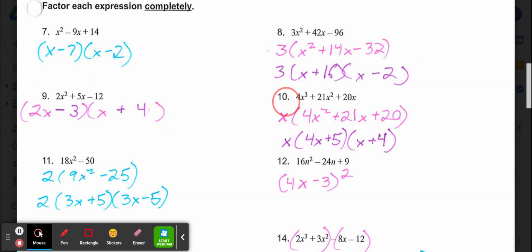In 10, right away I notice I can factor an x out of each one of these terms. So I factored out my x, and I'm left with 4x squared plus 21x plus 20. Then, to factor that trinomial in the middle, it would break down to 4x plus 5 times x plus 4. Because 4x times 4 here would be 16x, 5x in the middle. So 16x plus 5x gave me the 21x I need in the middle. And then 5 times 4 at the end gave me my 20.